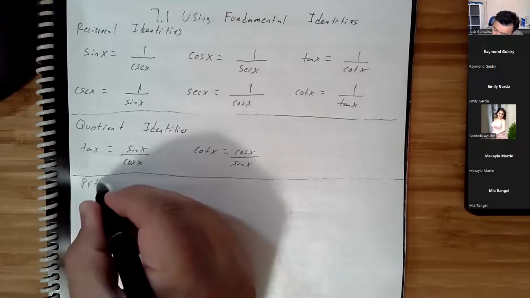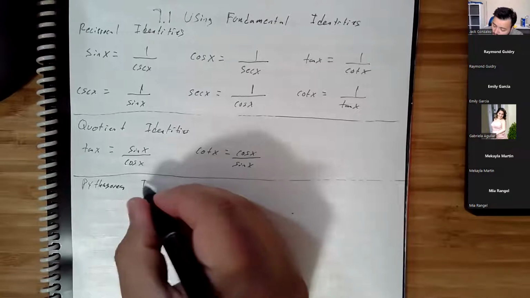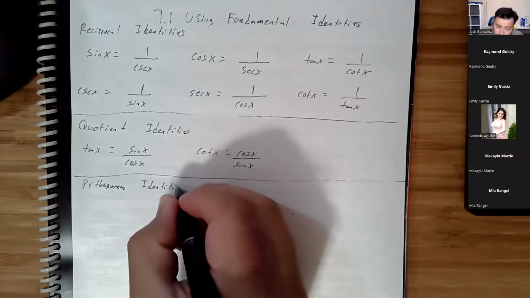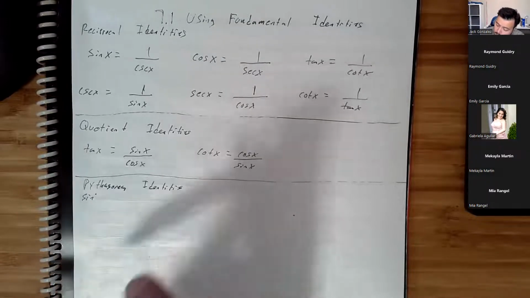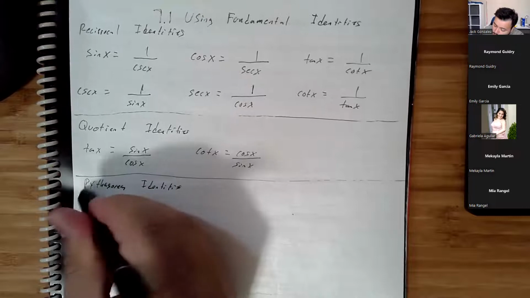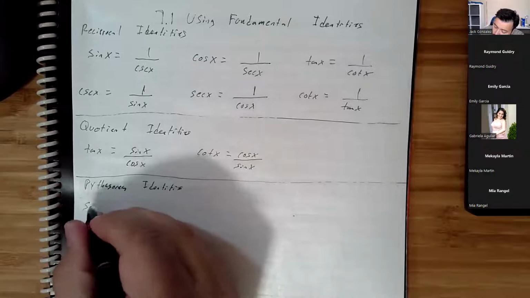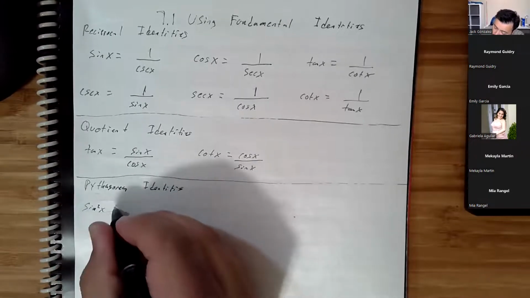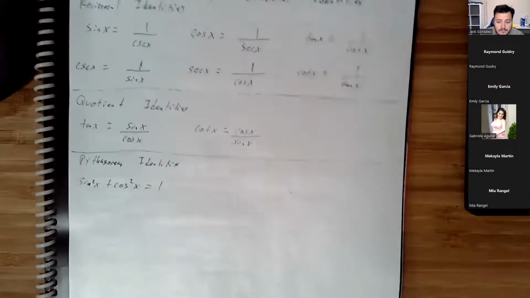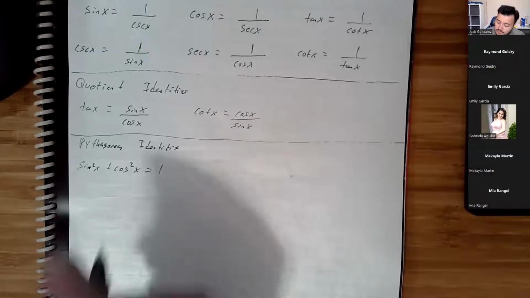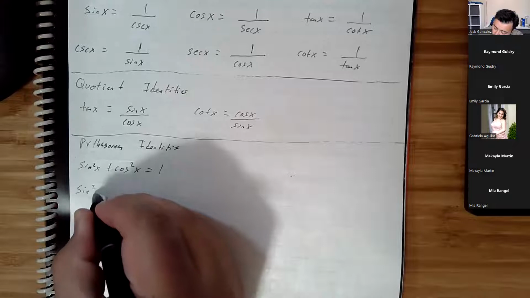Pythagorean. These are the ones that I showed you how to derive briefly. There's 9 of them. They all come from this guy. So sine squared plus cosine squared is equal to 1. So that's the OG right there. You move things around, you create 2 more. Just doing some algebra.